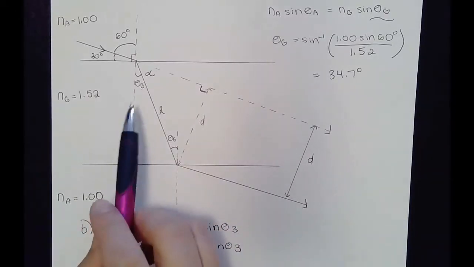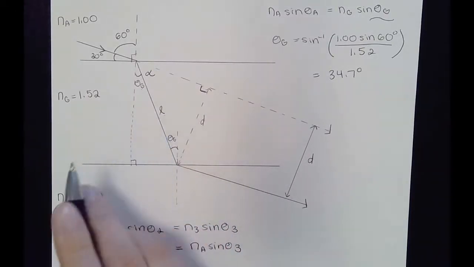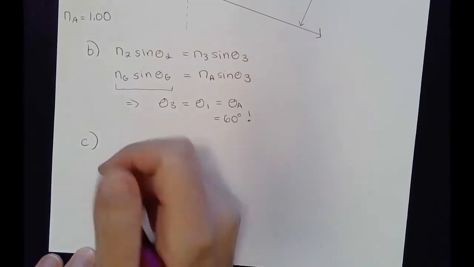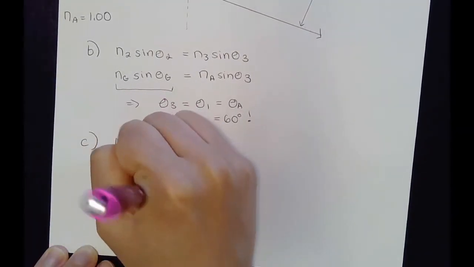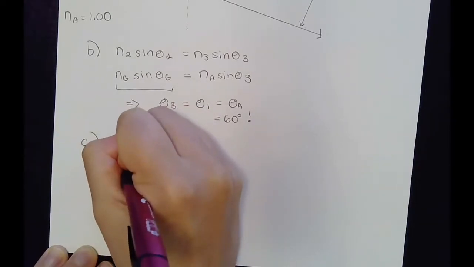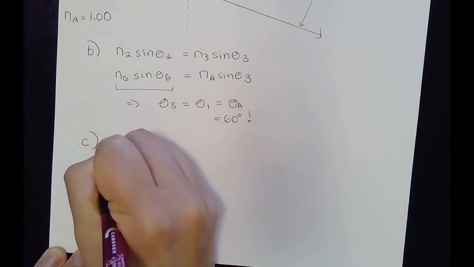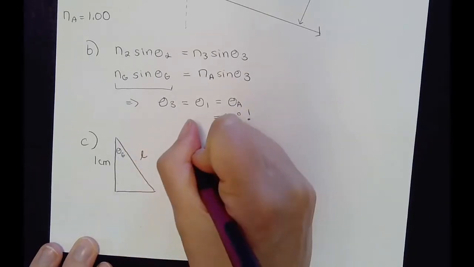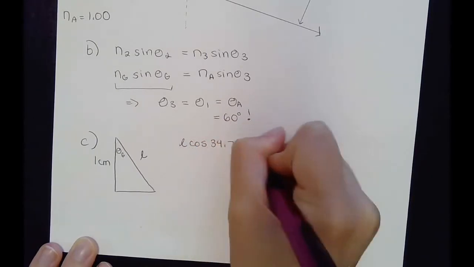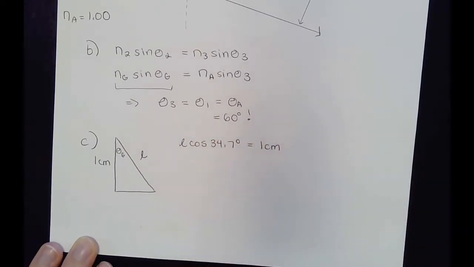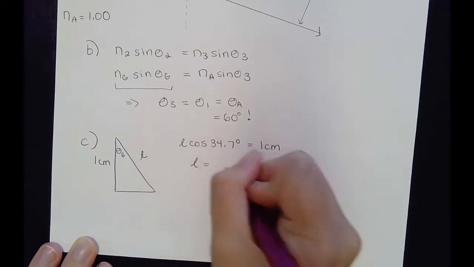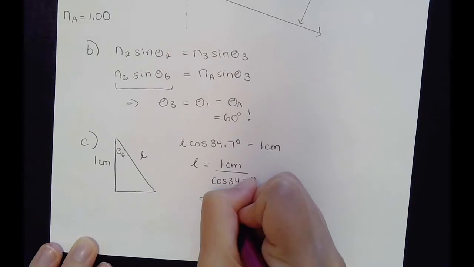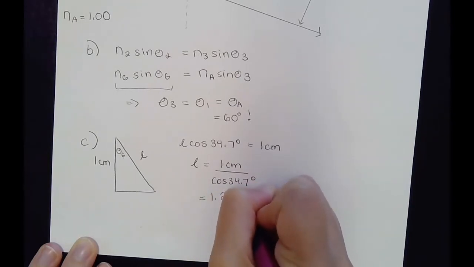First we'll use this triangle to find L. I'll write it down at the bottom. Just flip down for a second. Okay, so our triangle looked like this. Just briefly, I'm going to sketch it: L, this was theta in glass, and then this is 1 centimeter. We're told that the thickness of the glass piece was 1 centimeter. So we'll use cosine: L cos 34.7 equals 1 centimeter. Solving for L, we have 1 centimeter over cos 34.7, which is 1.21 centimeters.